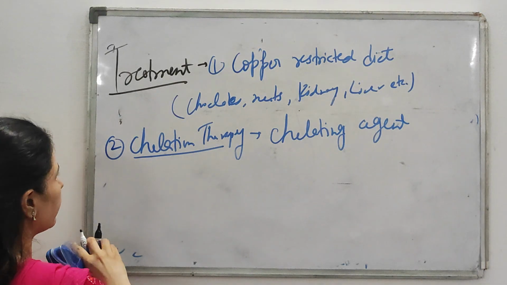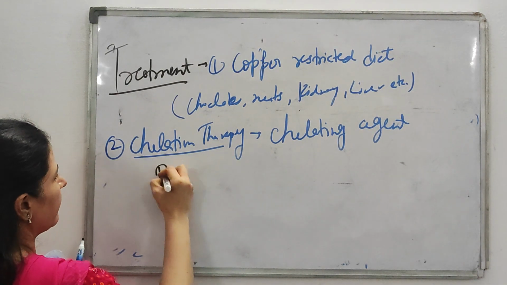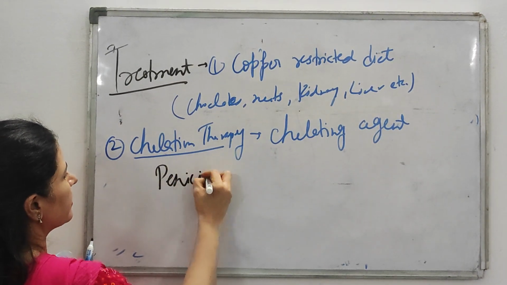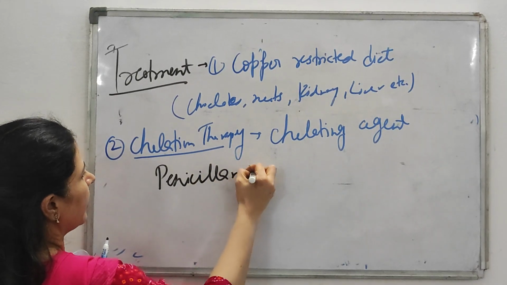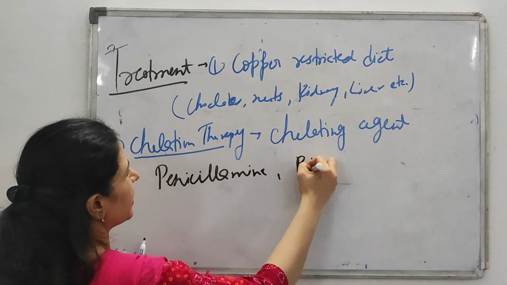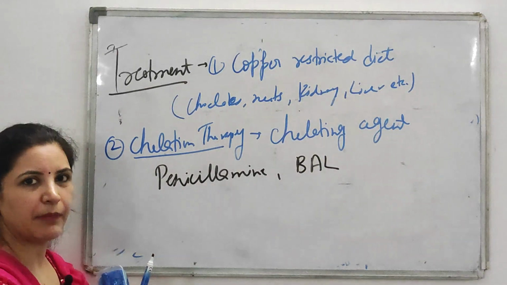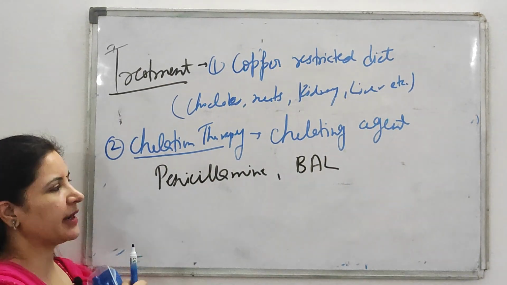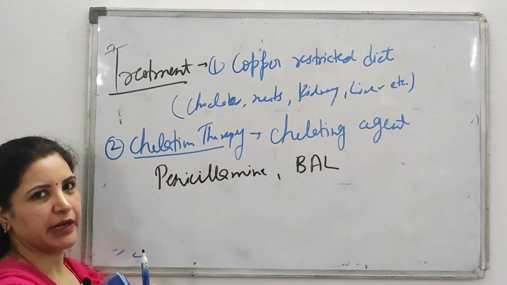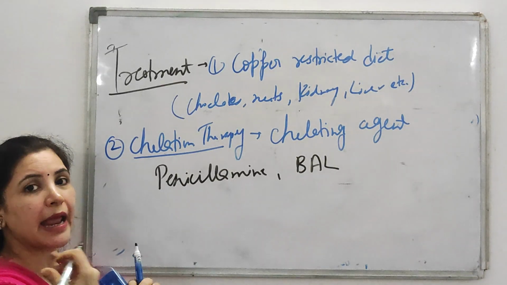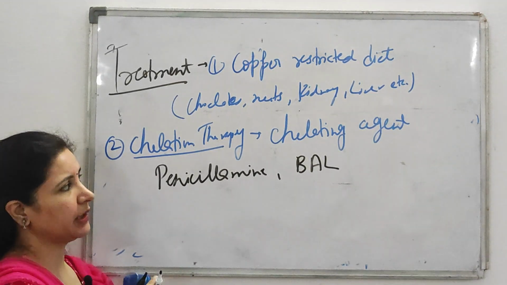Penicillamine, yes. And you can also give BAL, that is British anti-Lewisite. BAL is what? British anti-Lewisite. That also acts as a chelating agent. So you will chelate that excess copper which gets deposited in the body.